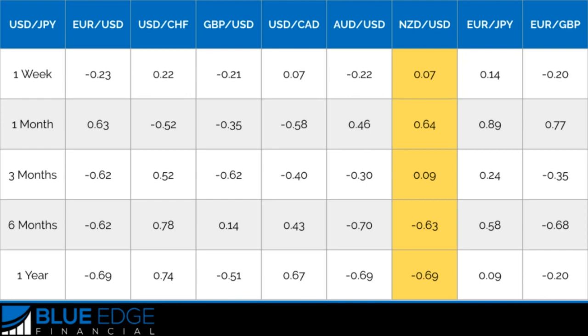And finally, a very dramatic currency correlation we can see is between the USD-JPY and the NZD-USD. The 1 year was negative 0.69, meaning that they are pretty negatively correlated. But then its 1 month correlation here shows 0.64. That's the complete opposite of what the 1 year is showing us.